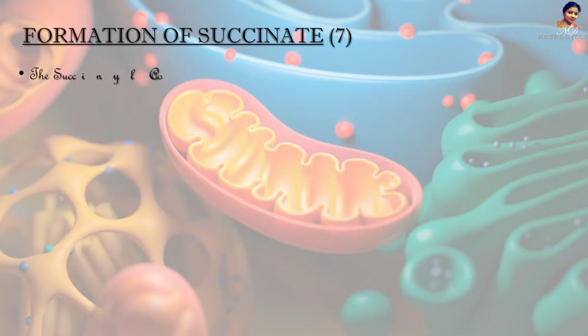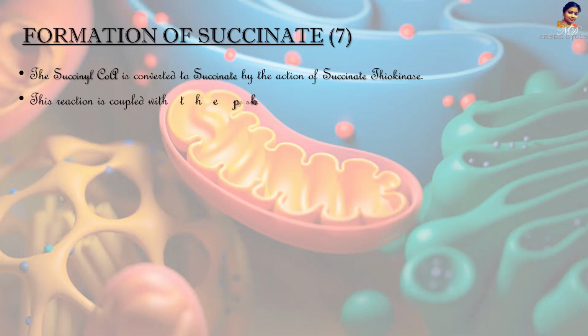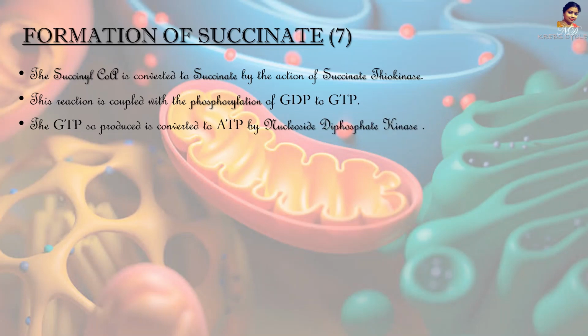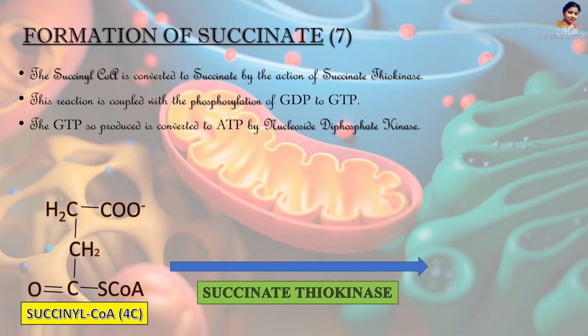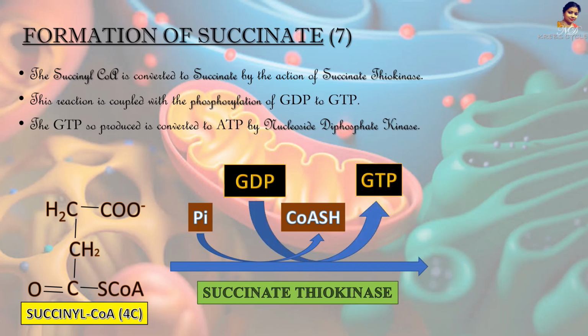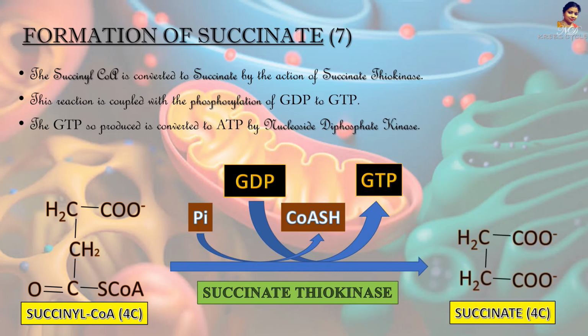In the next step, succinate is formed. The succinyl coenzyme A is converted to succinate by the action of the enzyme succinate thiokinase. This reaction is coupled with the phosphorylation of GDP to GTP. The GTP so produced is converted to adenosine triphosphate or ATP by the enzyme nucleoside diphosphate kinase. See, succinyl coenzyme A, inorganic phosphate is added and coenzyme A is removed, GDP is converted to GTP, and as a result succinate is formed.